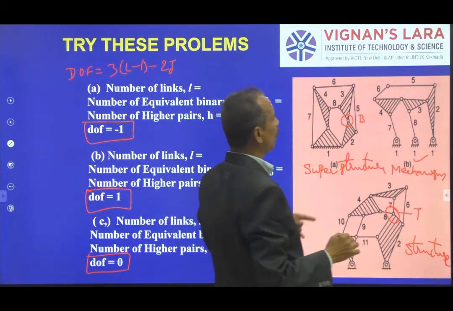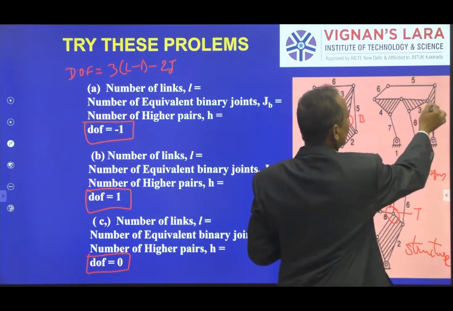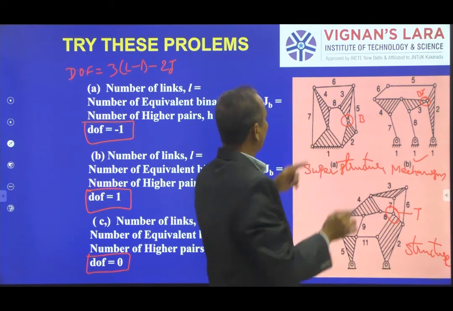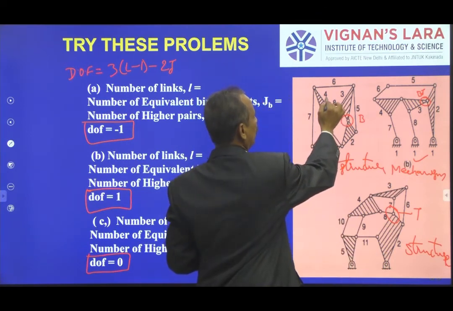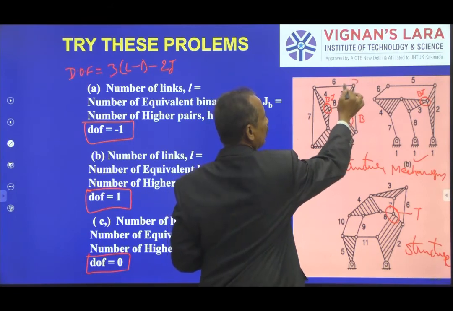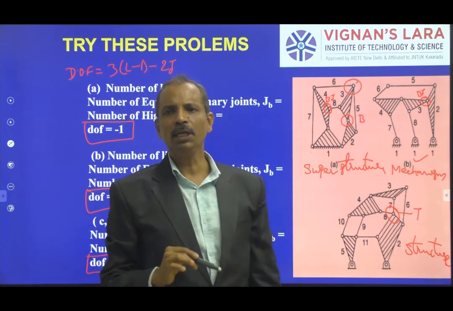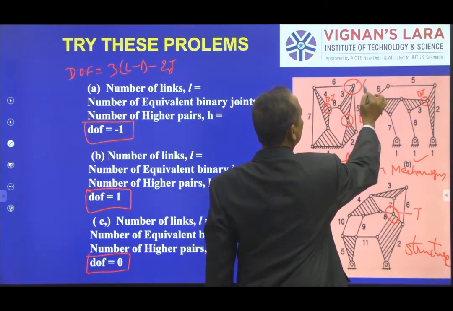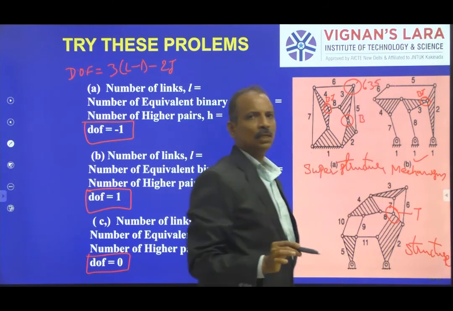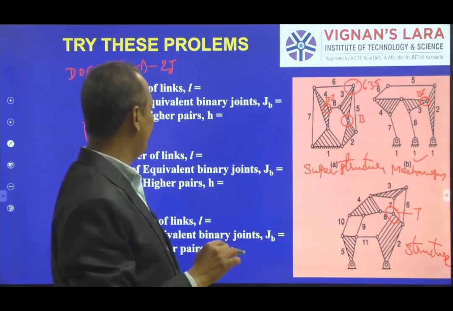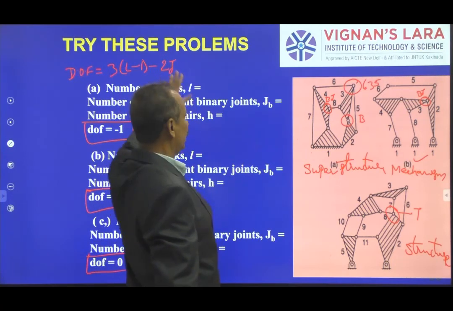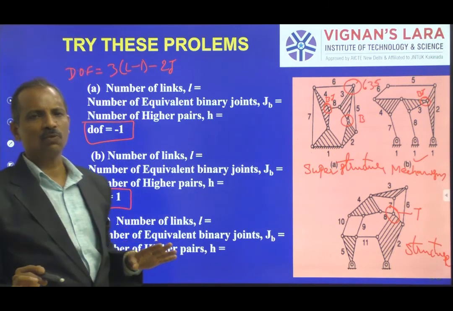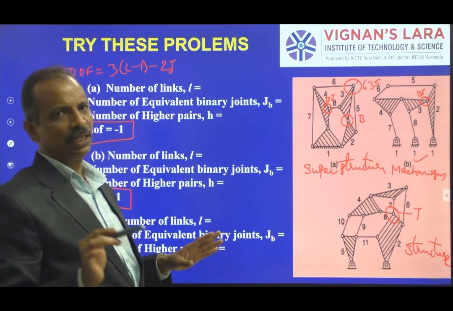And you can also observe here, this case, this is a binary joint. And here, like this, a binary joint. And this, what is this? Tell me. What is this joint? Binary or ternary? Ternary. Why? Because 6, 3, 5. So by looking like this, you can identify where are the binary joints and where are the ternary joints, and you put it in the form of 3 into L minus 1 minus 2J, then you will get the degrees of freedom.